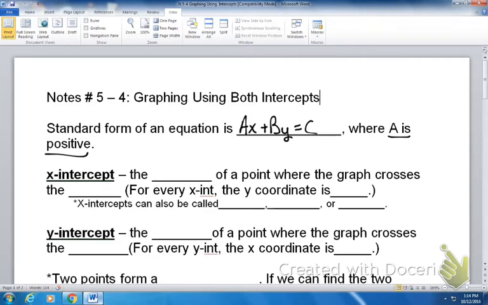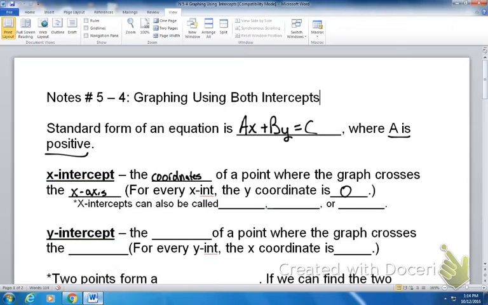We're going to talk about the X-intercept. The X-intercept is the coordinates of a point where the graph crosses the x-axis. For every x-intercept, the y-coordinate is 0.